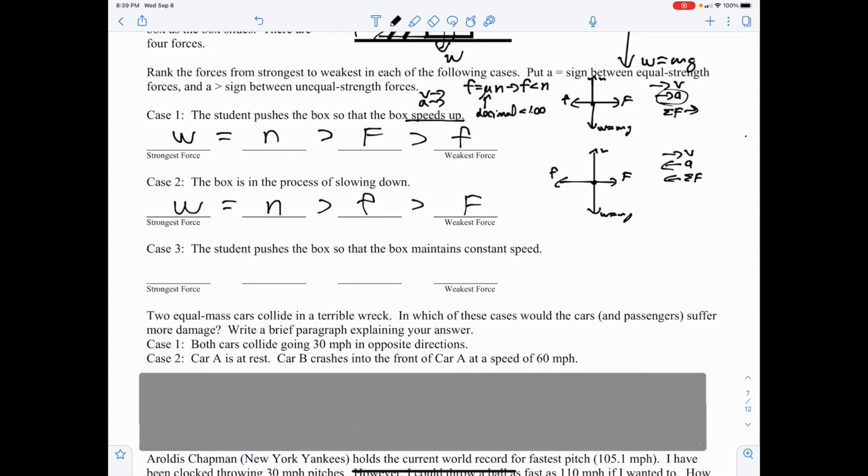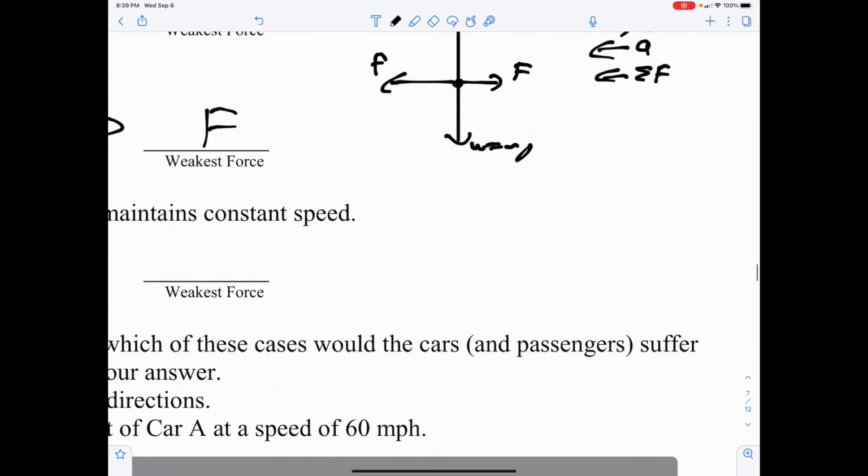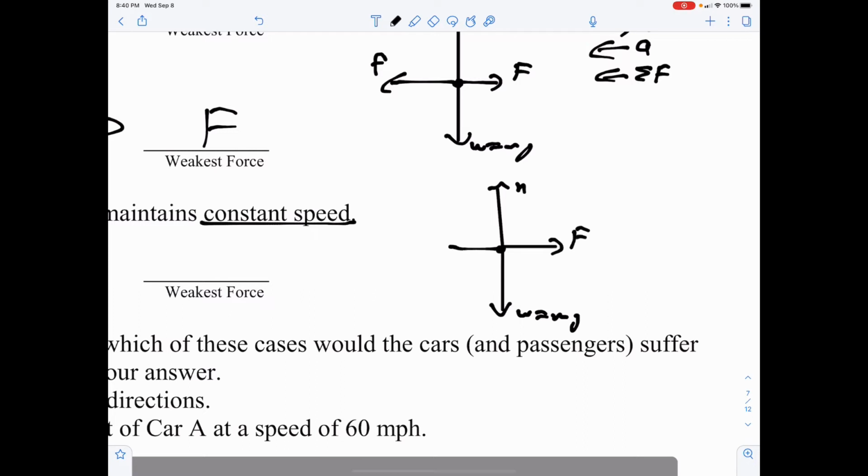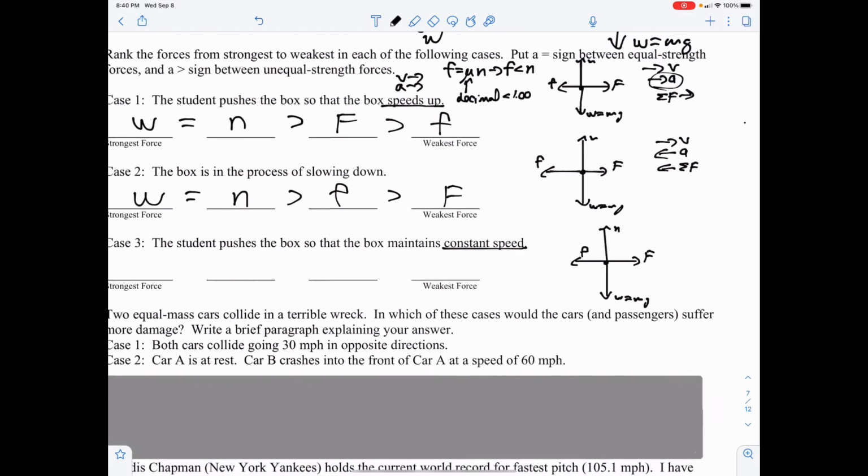Okay, and lastly, in case 3, you have a case where it's maintaining a constant speed. So you've got the normal force, you've got the weight, you've got the applied force, and you've got friction. And notice I drew friction less than normal force, like I have been the last few diagrams, but I drew friction the exact same length as the applied force because they're now balanced with constant speed motion.